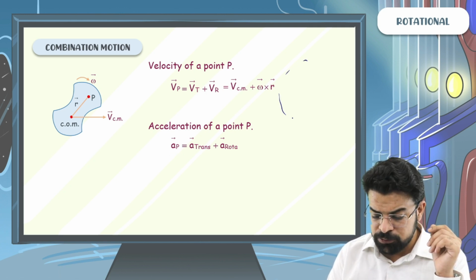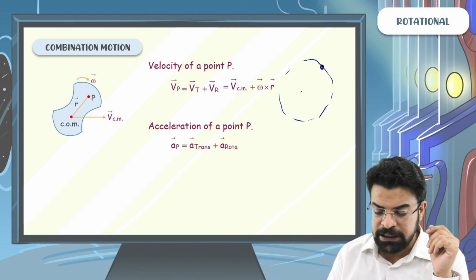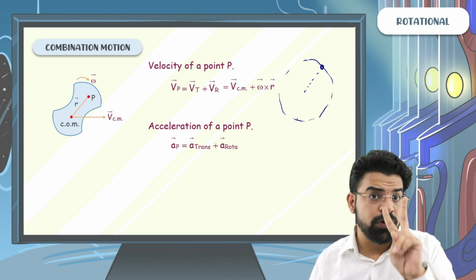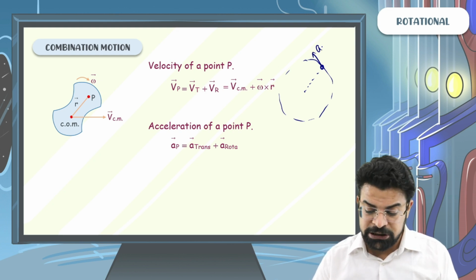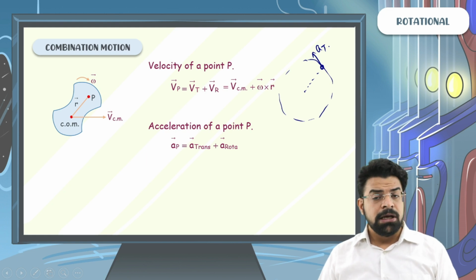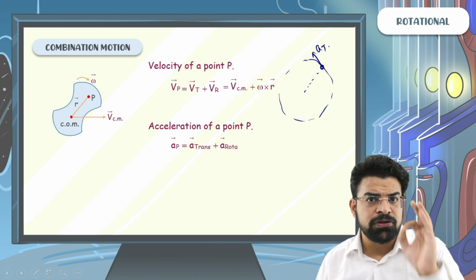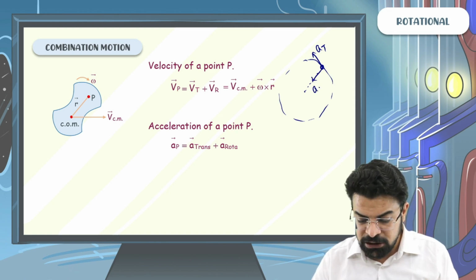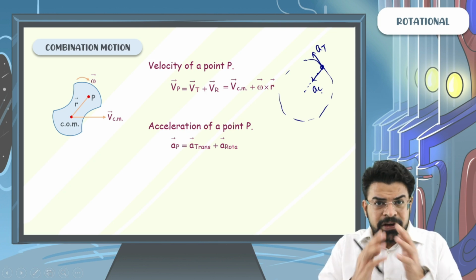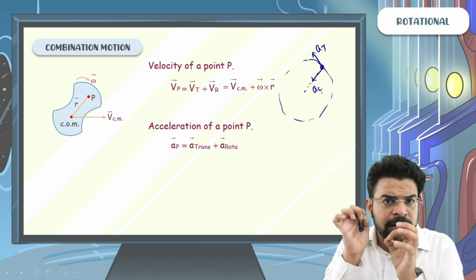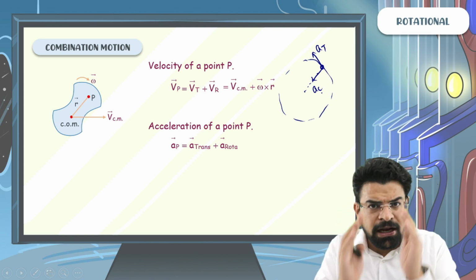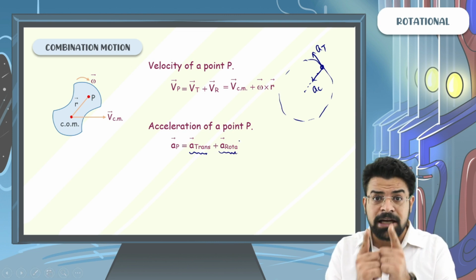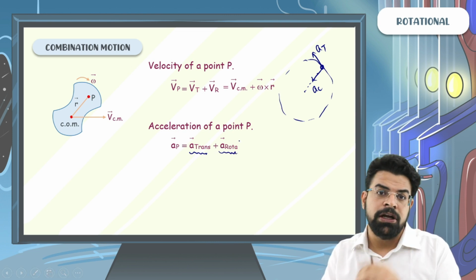When a body performs pure rotational motion, for the sake of simplicity, I am calling it circular motion. When a body performs circular motion, it has got two types of acceleration. If the speed is changing, there is a tangential acceleration. And irrespective of which type of circular motion it is, uniform or non-uniform, there has to be an acceleration towards the center. That will be the centripetal acceleration. So we say that the acceleration of a particle P on this rigid body has got net acceleration equal to the sum of translational acceleration and rotational acceleration, and you must add these two accelerations vectorially.